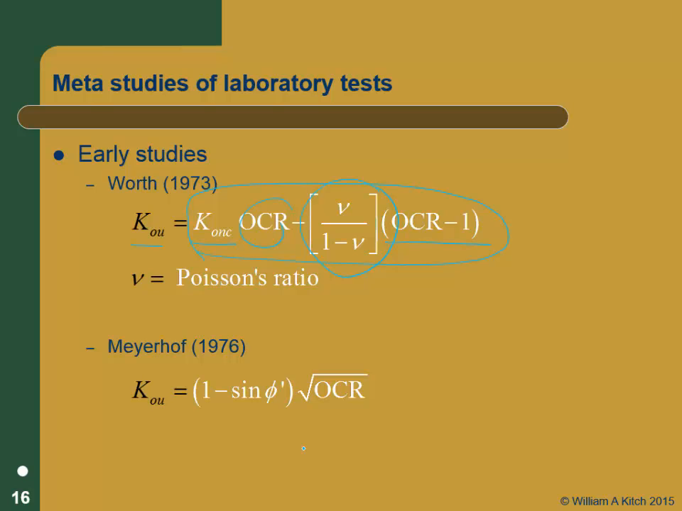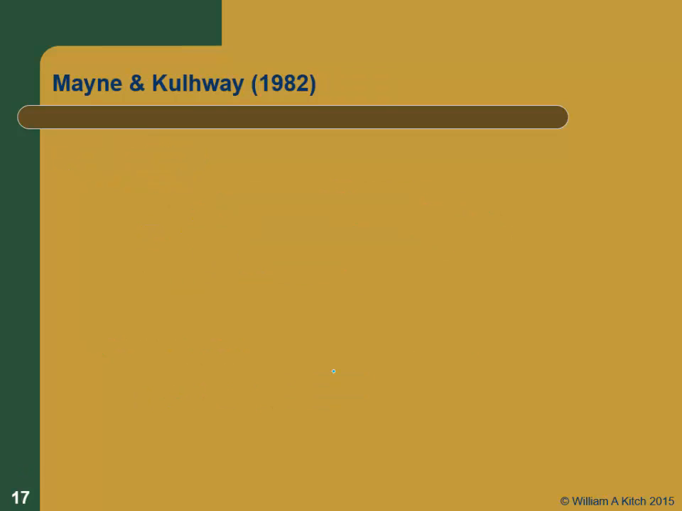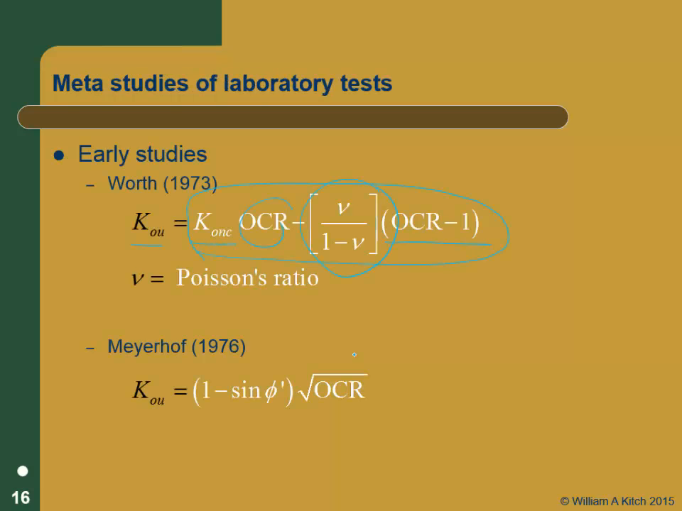Meyerhof suggested this formula. Remember, as the OCR increased, the rate of increase of the K was decreasing. So if you take the square root of OCR, that's good. It's going to be decreasing as the OCR goes up. So Meyerhof fit that to a bunch of data in 1976. And then we have what has become the seminal paper on this and the one that we're all going to use. I'm sorry, was I going too fast there? Are we all caught up?